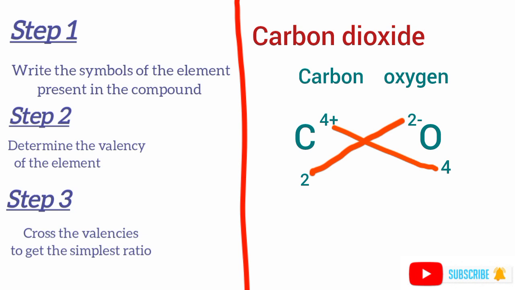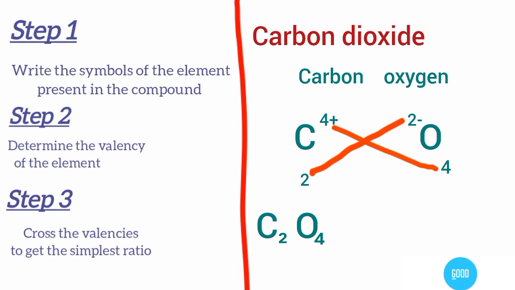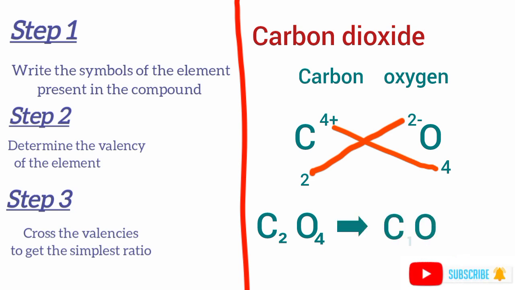So, this becomes C2O4. As you can see here, the subscripts 2 and 4 are not in their simplest ratio. So, to simplify this, we divide by their greatest common divisor, which is 2. When we divide the subscript of carbon by 2, we have 1. We divide the subscript of oxygen by 2, we have 2. So this becomes CO2. So the chemical formula for carbon dioxide is CO2.